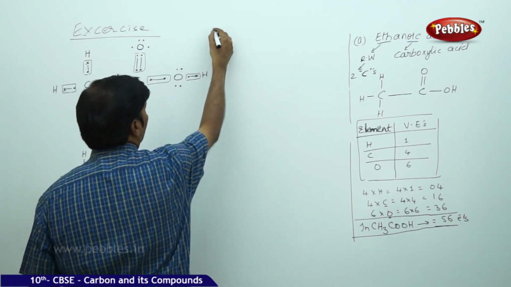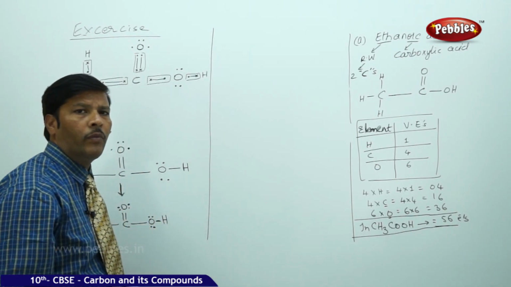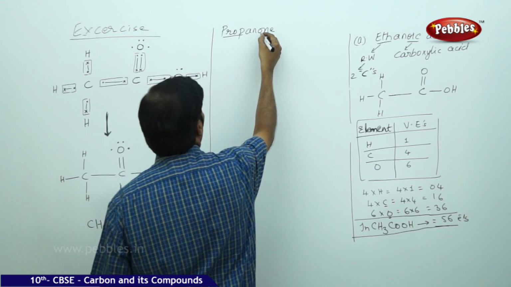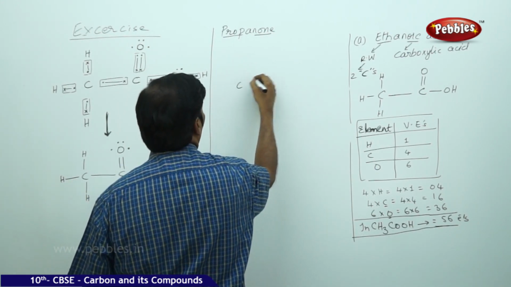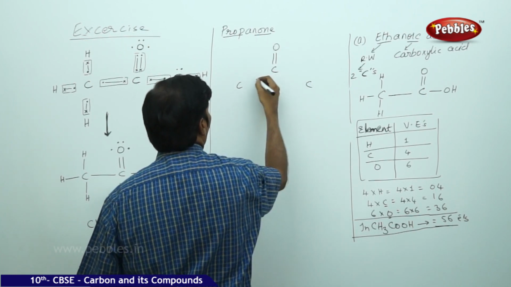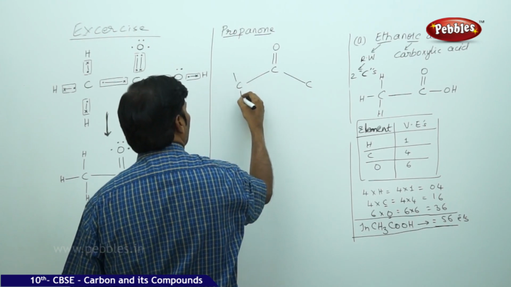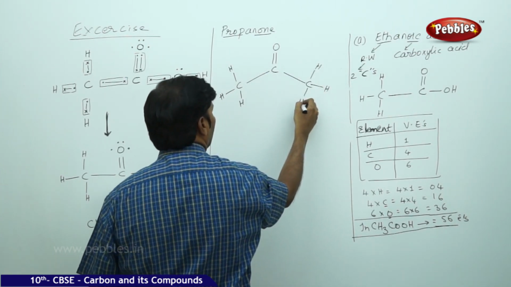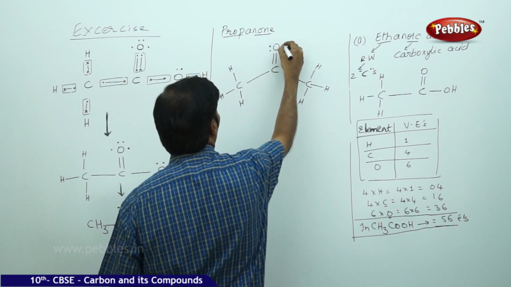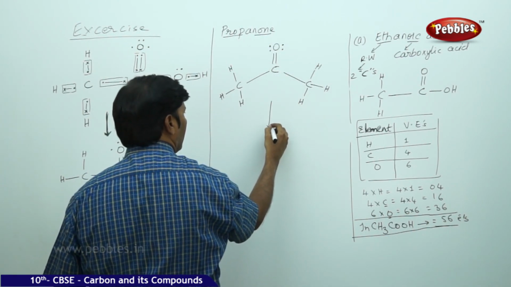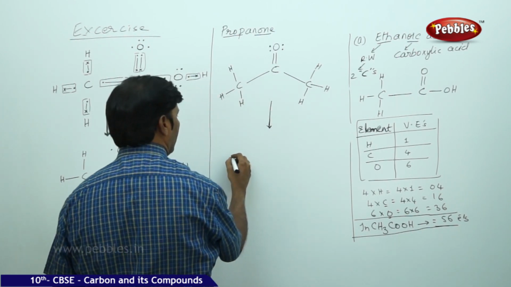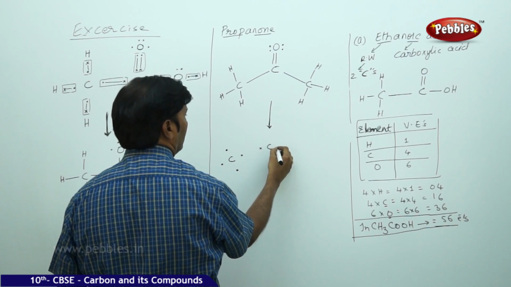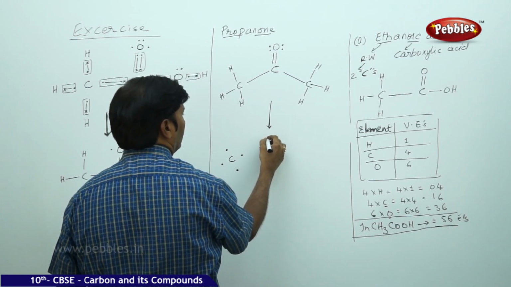Similarly, if you go for the second one, that is propanone, the Lewis electron dot structure of propanone. There should be 3 carbons, 1, 2, 3, with a double bond and 2 single bonds. Take hydrogens, single bond hydrogen, again single bond hydrogen. What you are noticing here are 2 lone pairs of oxygen. So bring this again, take it here: 1, 2, 3, 4, and again 1, 2, 3.